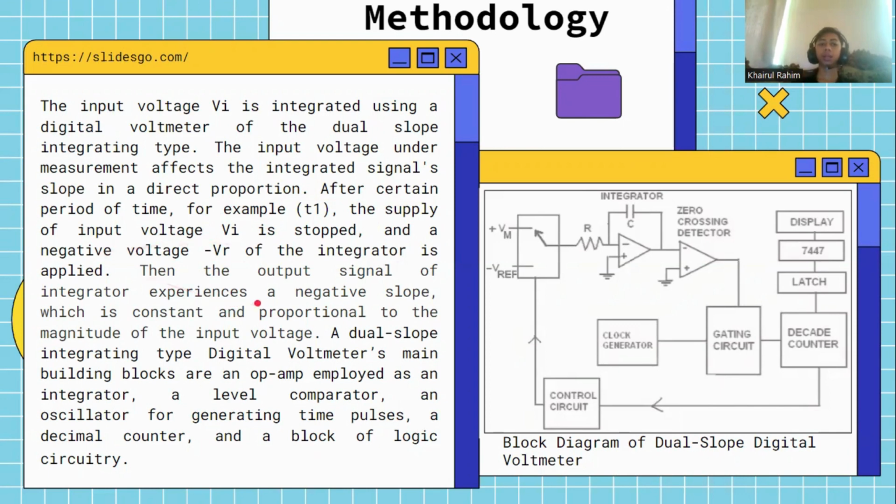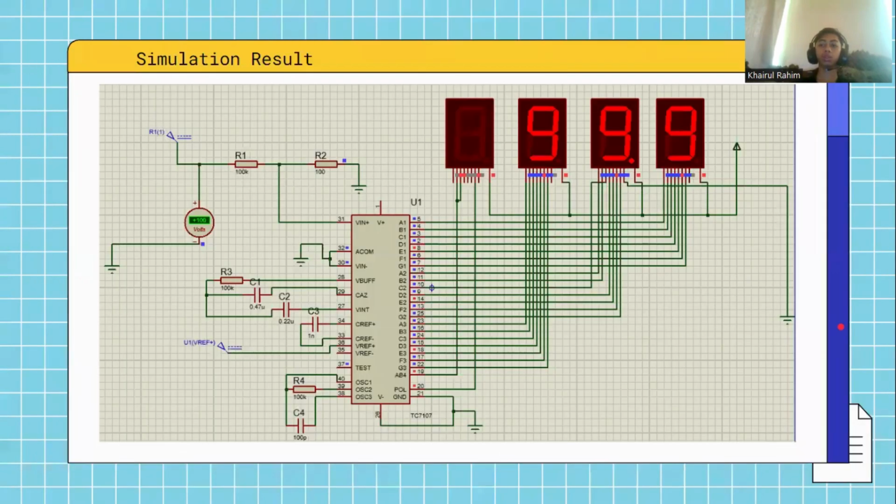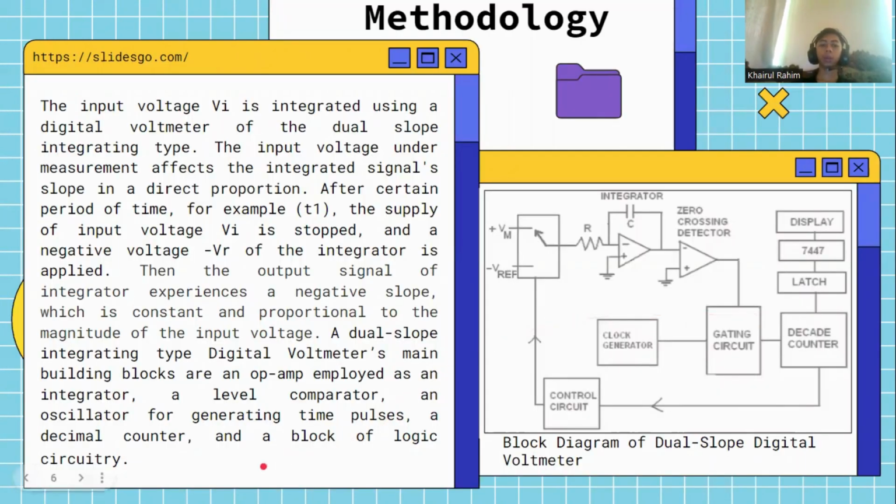After that, the output signal of the integrator will experience a negative slope. There are important building blocks that we should know, which are the op-amp employed as integrator, which we can see here, the integrator part in the block diagram. And next, level comparator and oscillator for generating time pulse, a decimal counter, which we use the decade counter here, and a block of logic circuitry, which we use as the control circuit. So I think that's all for my part. Thank you.